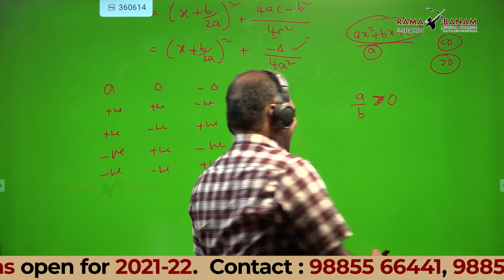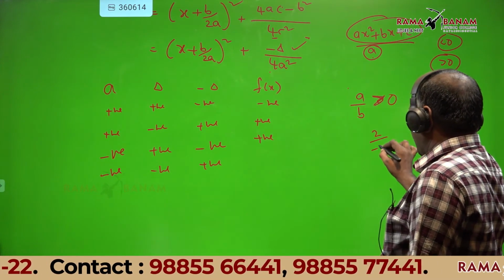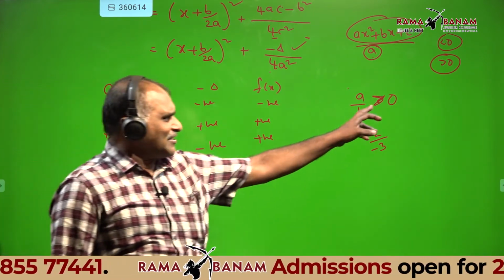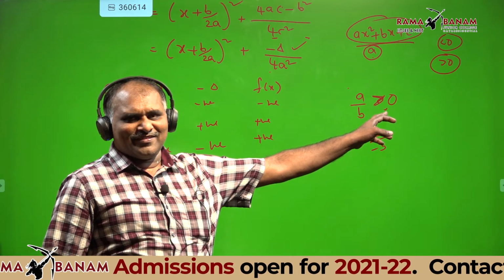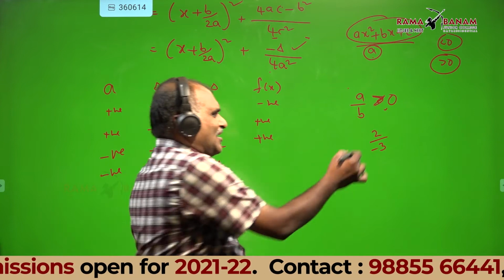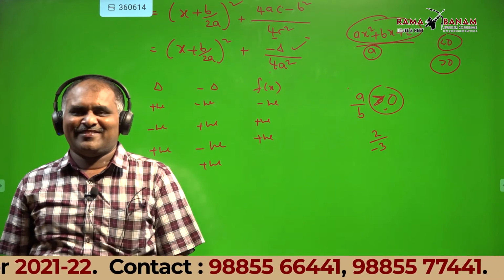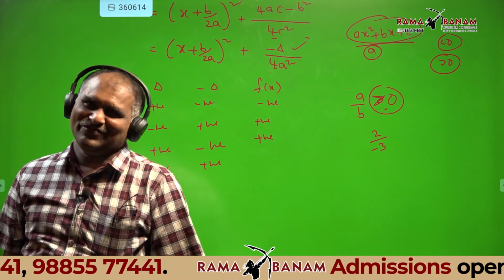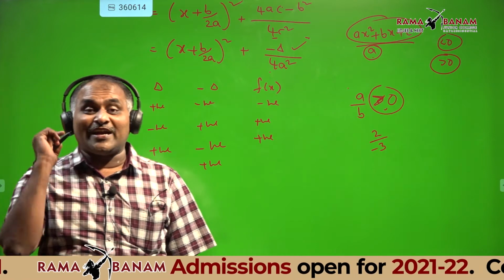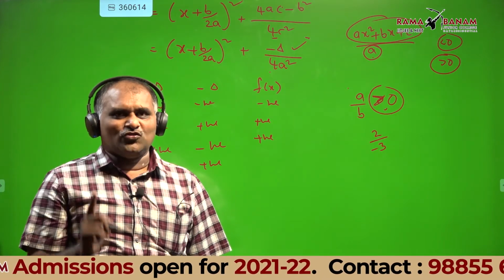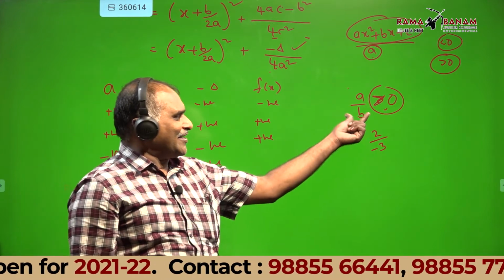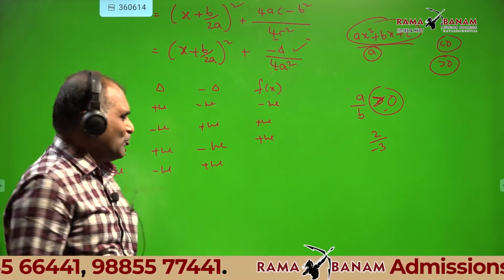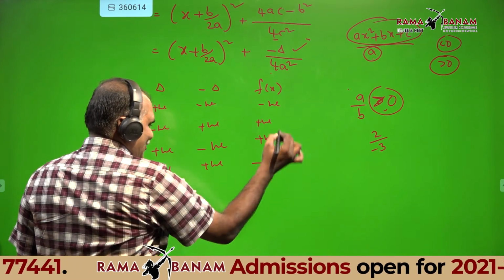Okay, listen. Here, what is 2 by minus 3? Negative or positive? Negative, sir. Negative. But what is required? Greater than 0. But is 2 by minus 3 greater than 0 or less than 0? Less than 0. But I want it greater than 0. Denominator negative means what about the numerator? Negative. That is what I told.